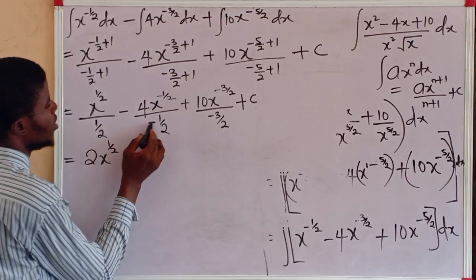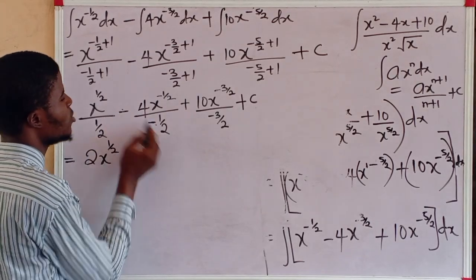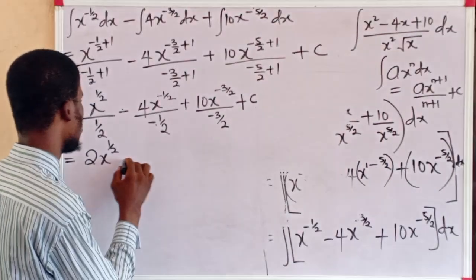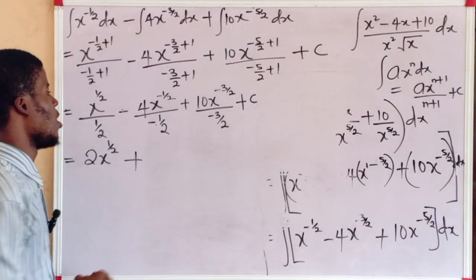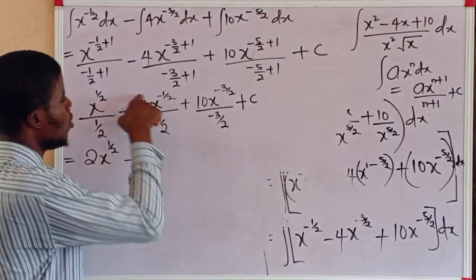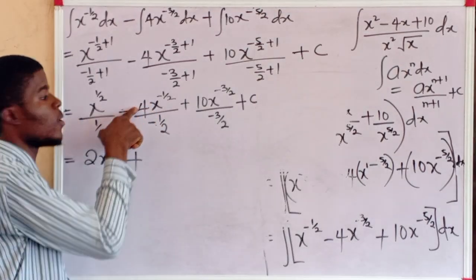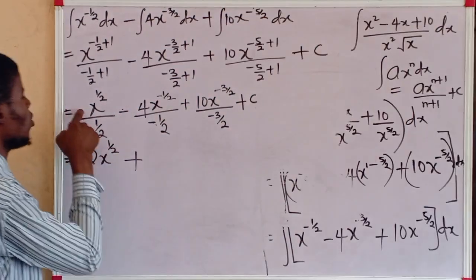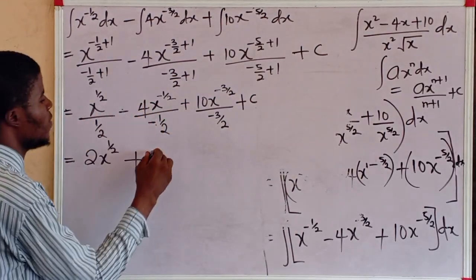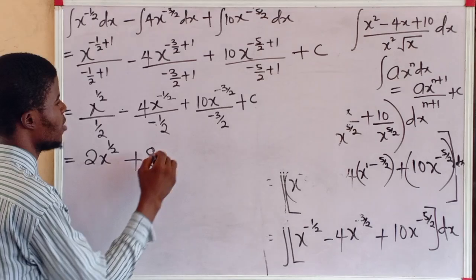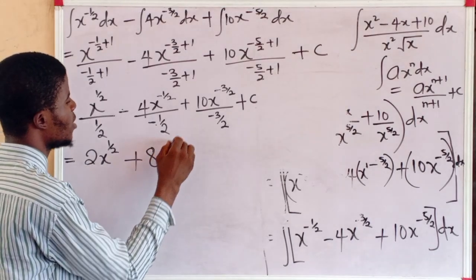There is a minus here, and a minus here. The two minuses will combine to produce a plus. And then, if this 2 goes up, it will multiply this 4. Just the same way these 2 went up, this one can also go up and we'll have 8. Then, times x to the power of negative 1/2.